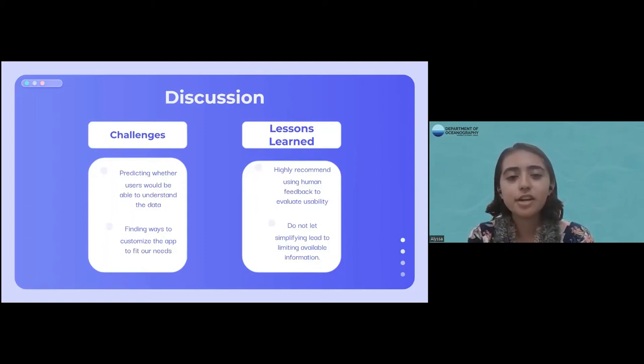And then another challenge was finding ways to customize the app to fit our needs. Originally we had the two data sets in one category, but in the end we decided to split them up, and so we had to find a way to do that. And a great thing that we learned was to not let simplifying lead to limiting available information. It was very encouraging to see folks asking for more information. They wanted to know even more than what we had.